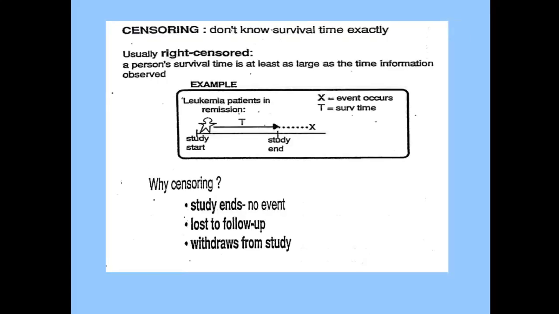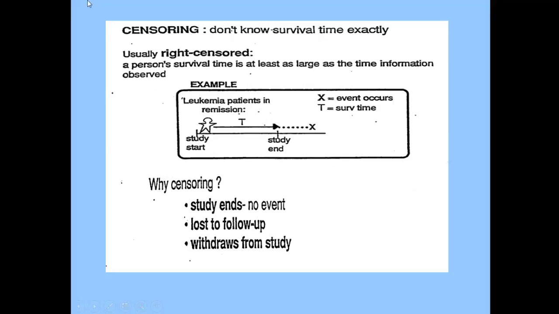Okay, now let's talk a little bit about censoring. Again, censoring generally means we don't know the survival time exactly, and there are different kinds of censoring. What we're going to deal with in this course, because there's enough to say about this without getting into other kinds of censoring, is something called right censoring.